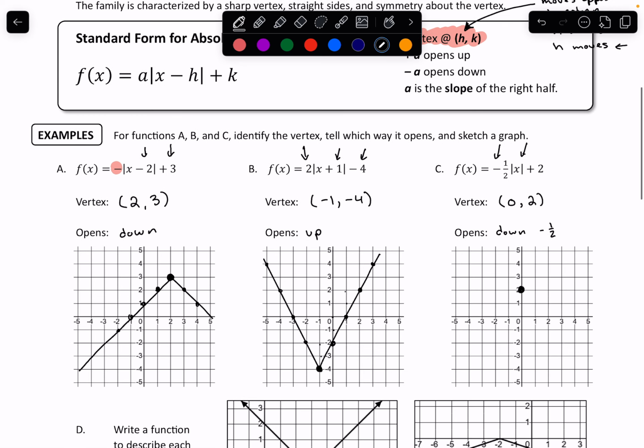That means I go down 1 over 2, down 1 over 2, down 1 over 2. And I do that in both directions from my vertex. Down 1 over 2, down 1 over 2, down 1 over 2. So this one looks a lot flatter than the last one because my slope is a half and it's flipped upside down.